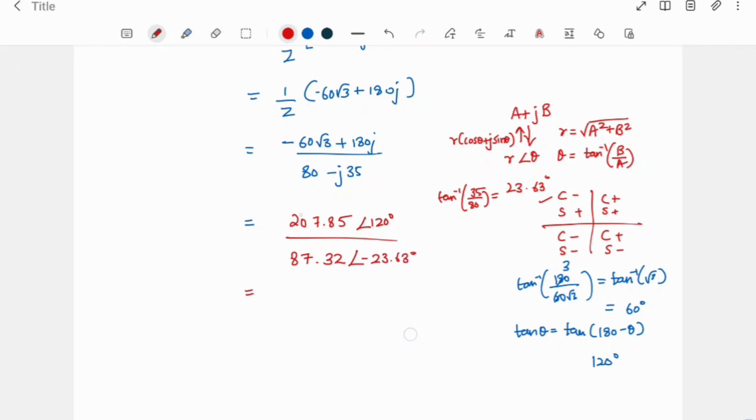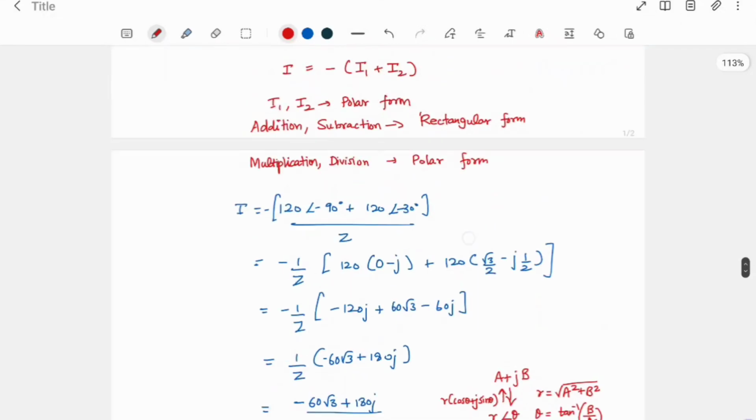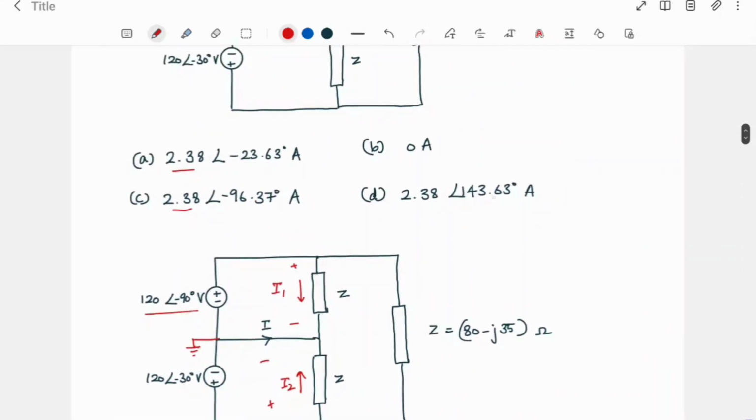So if we calculate this, anyway, we know that our magnitude we are not concerned, only the angle we are concerned, right? So if you want to cross check, I am also calculating the magnitude. So 207.85 divided by 87.32. So this is 2.38, and my angle is this plus this, since it is in division. So it is 143.63 degrees. So this is my answer. If you see here, it is option D.